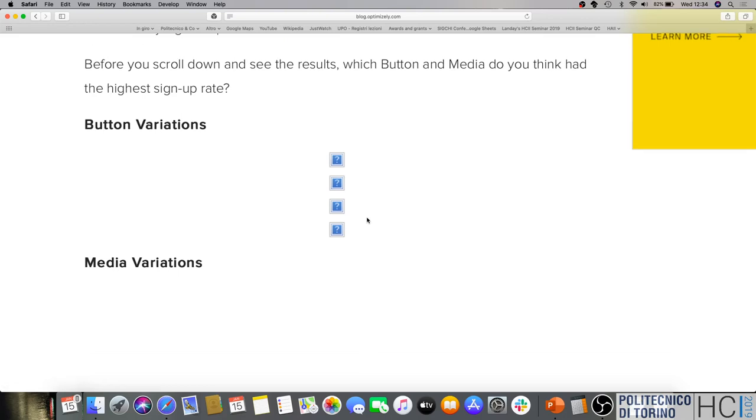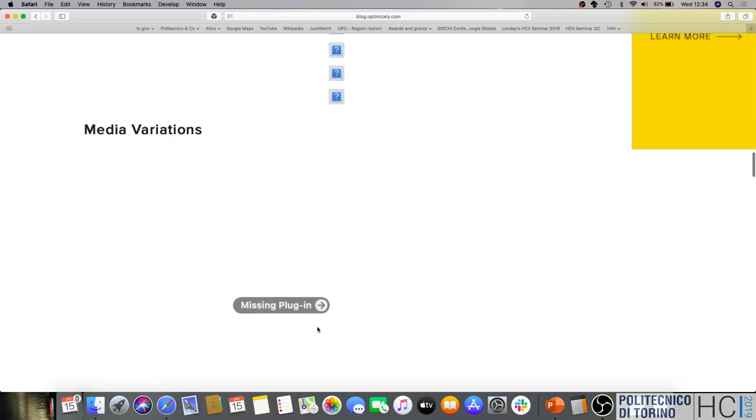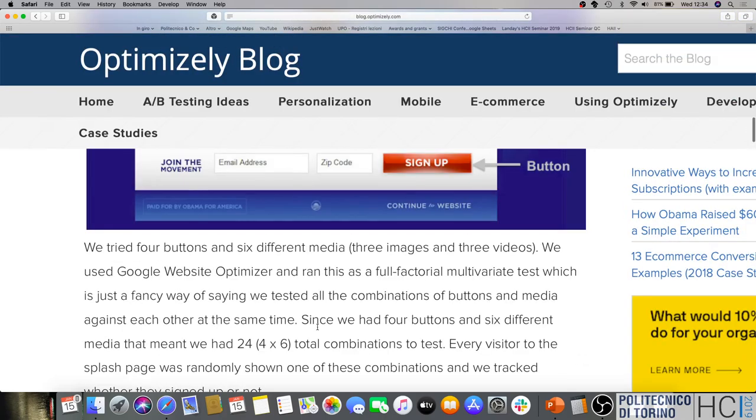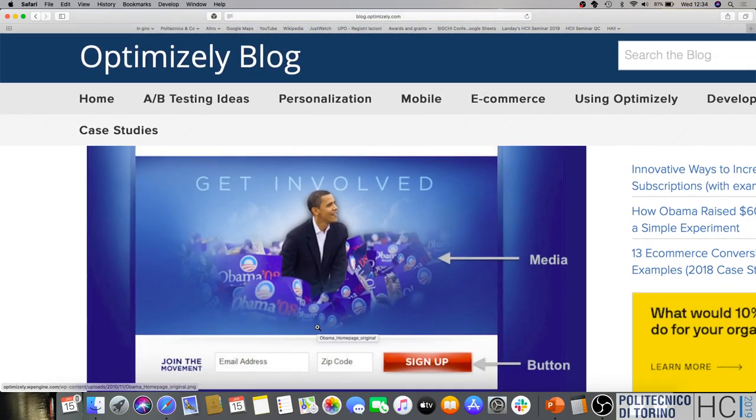Four button variations in color or text, and some media variations, because as before, it's the internet. So basically, they randomly assigned people to, I don't know, this website with, instead of sign up, learn more. This website with another picture. This website with another picture and another label. And they performed all this experiment in couple, A-B testing.